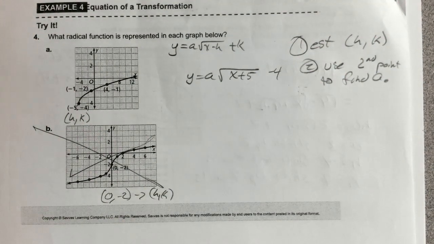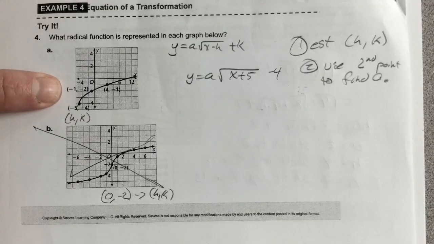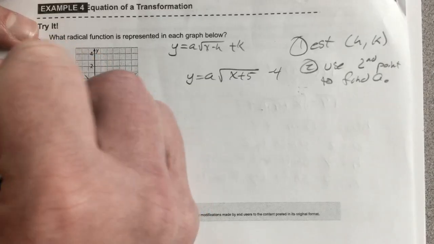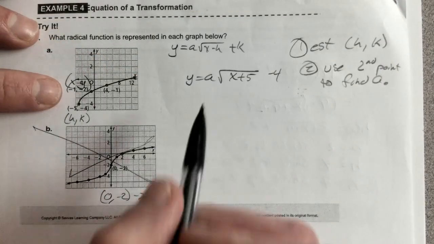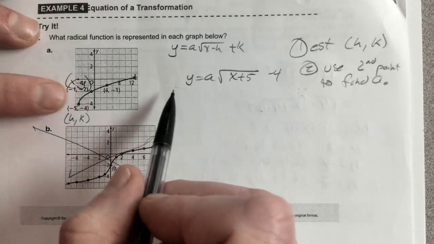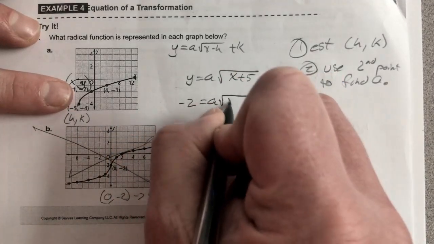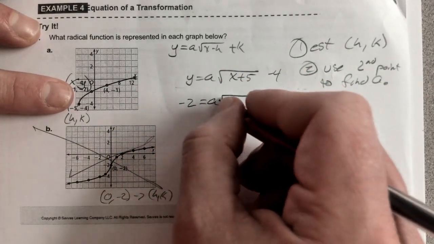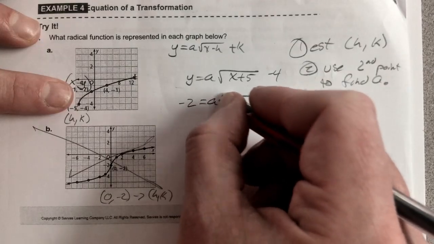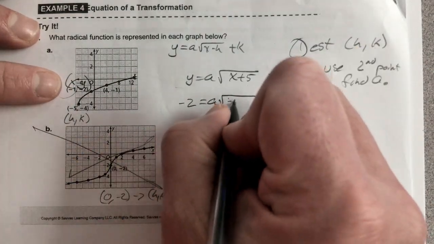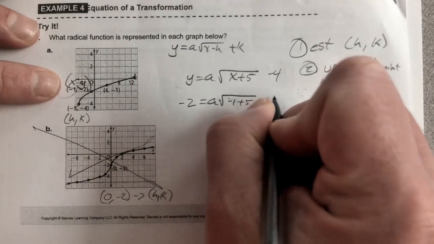So, Chloe, give me a second point on that graph. -1, -2. So -1 is the x value, -2 is the y value. So I'm going to replace this y value with -2. So -2 equals a times the square root of x, not x. I'm replacing x. Come on, Mr. Stevens, you got to be better. The x value here is -1. So we're going to say -1 plus 5, all of that minus 4.